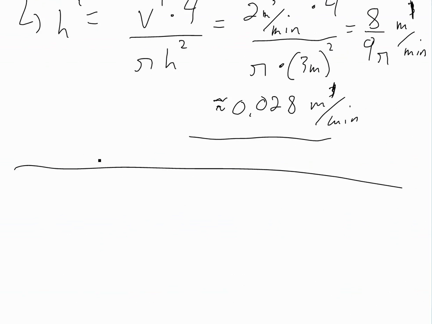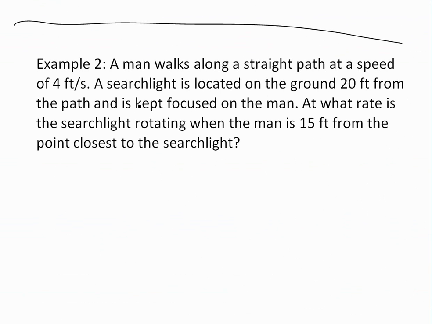So basically now let's do example 2. So example 2 states basically a man walks along a straight path at a speed of 4 feet per second, and a searchlight is located on the ground 20 feet from the path and is kept focused on the man. At what rate is the searchlight rotating when the man is 15 feet from the point closest to the searchlight?